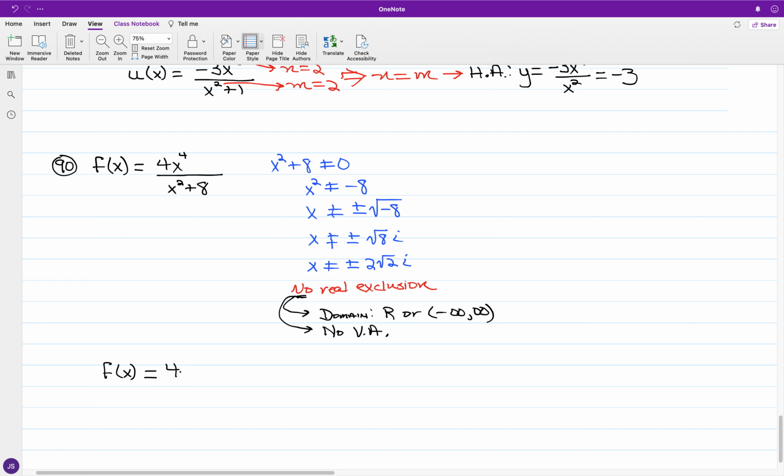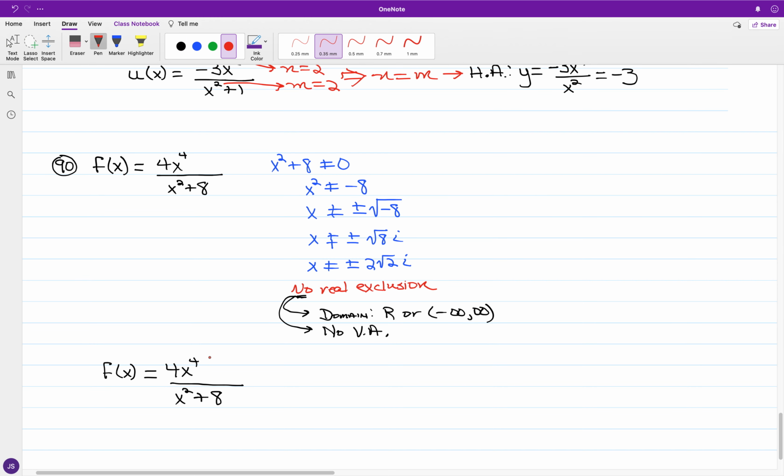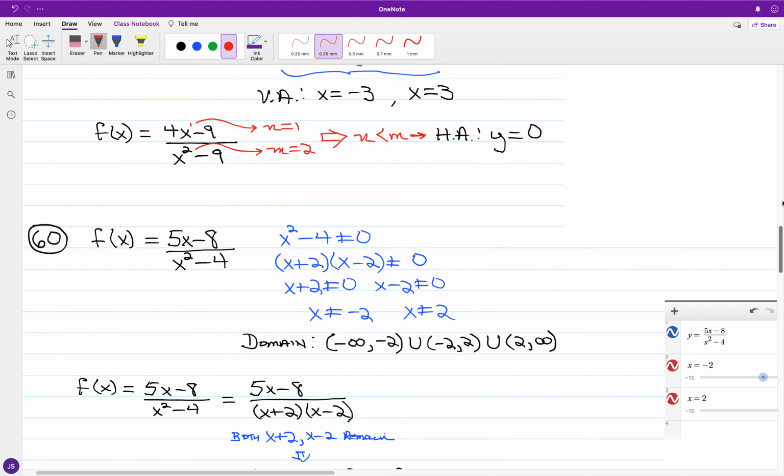And again, looking at the degrees in the numerator and denominator. So we have 4x to the fourth, where n is equal to 4, and in the denominator I have m is equal to 2. Looking at the comparison, 4 is greater than 2, and the difference is going to be 2, so it's by more than 1, so you're not going to have a horizontal or slant asymptote.